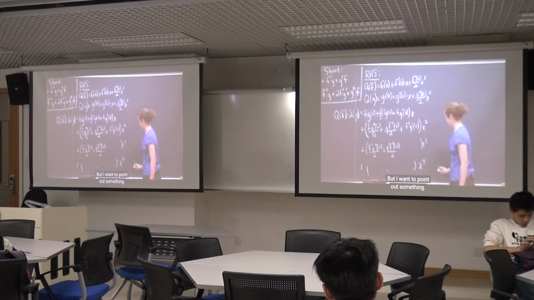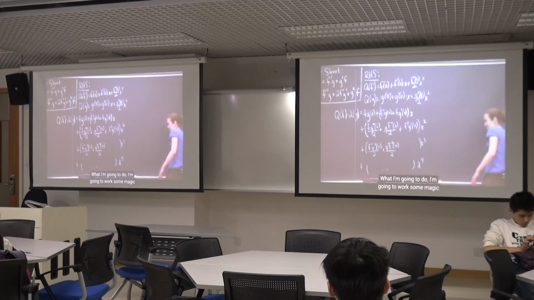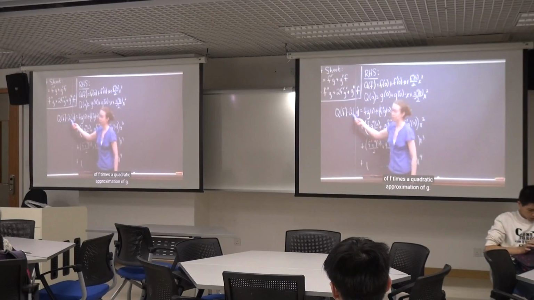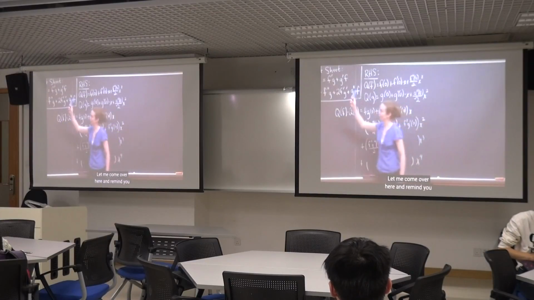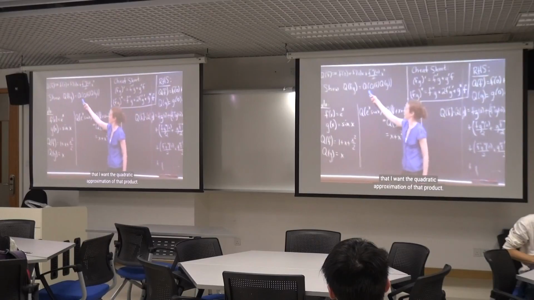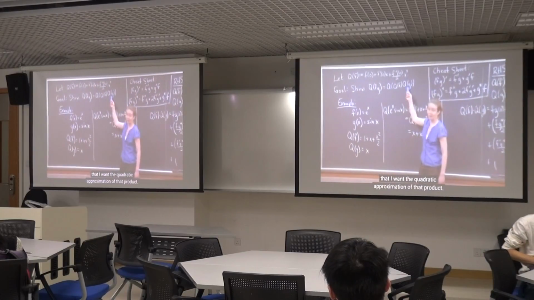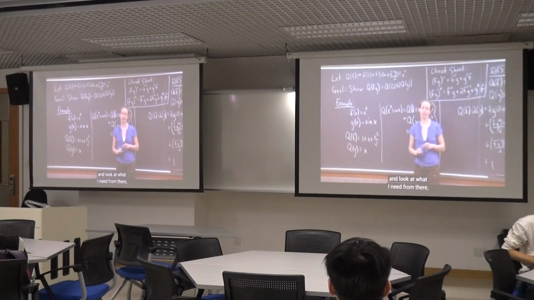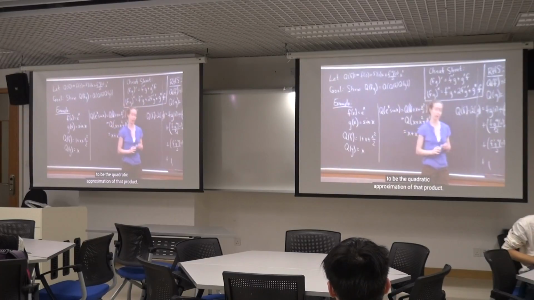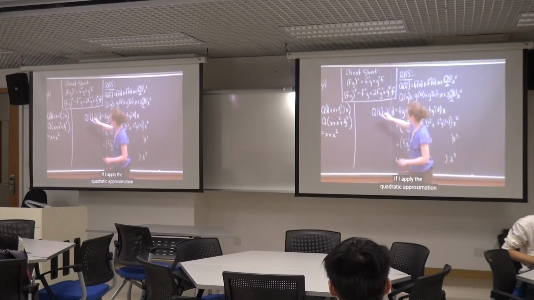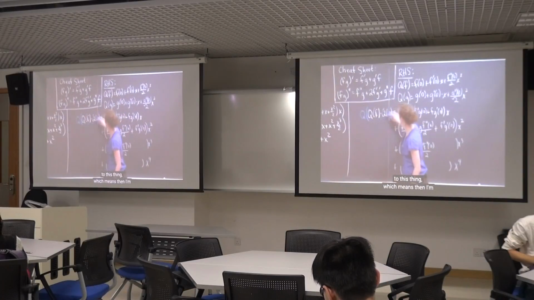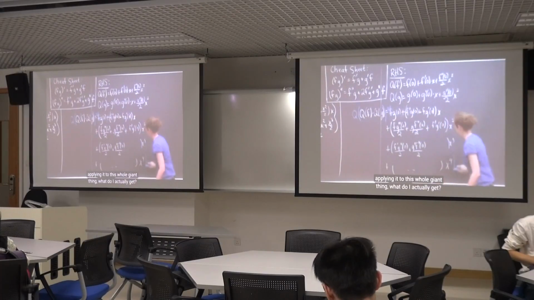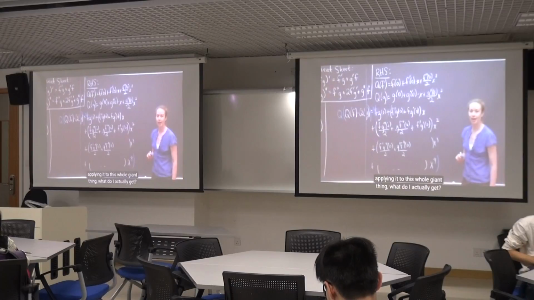But I want to point out something. I'm going to work some magic on the board. This is the quadratic approximation of f times the quadratic approximation of g. Let me come over here and remind you that I want the quadratic approximation of that product. So what I'm going to do is go back and look at what I need from there to be the quadratic approximation of that product. So if I apply the quadratic approximation to this whole giant thing, what do I actually get?